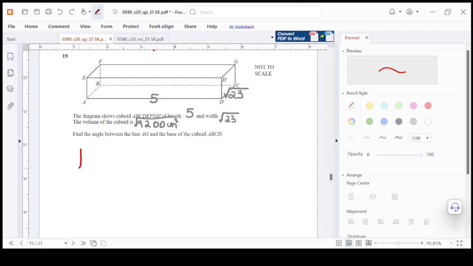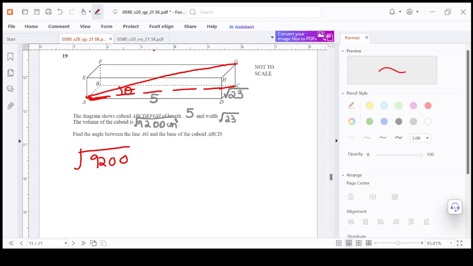Volume is given, square root of 9200, and we need to find the angle between AG and the base of the cuboid. So AG is this diagonal, and for the base of the cuboid, you make an imaginary line connecting A with the diagonal of the base, and we need this angle. Okay, let's see, what do we have?